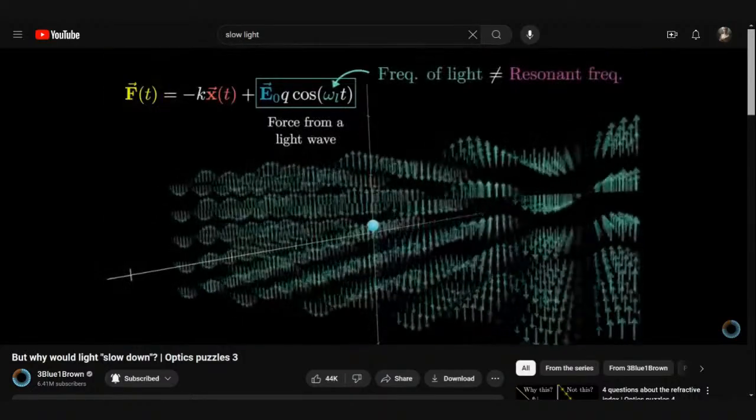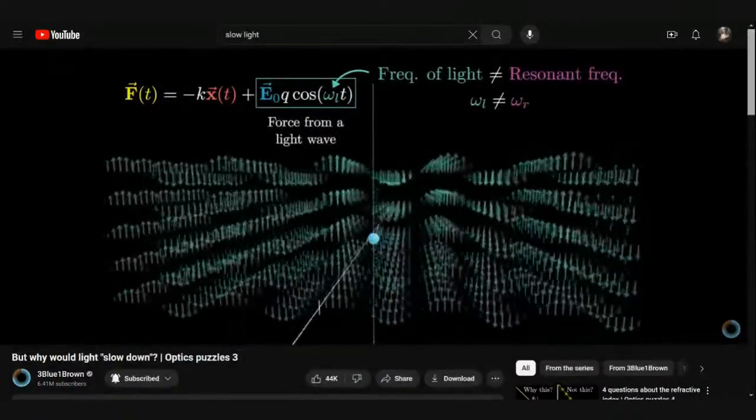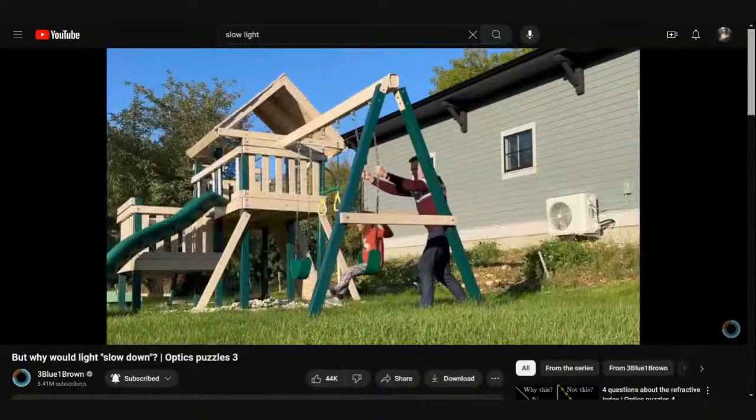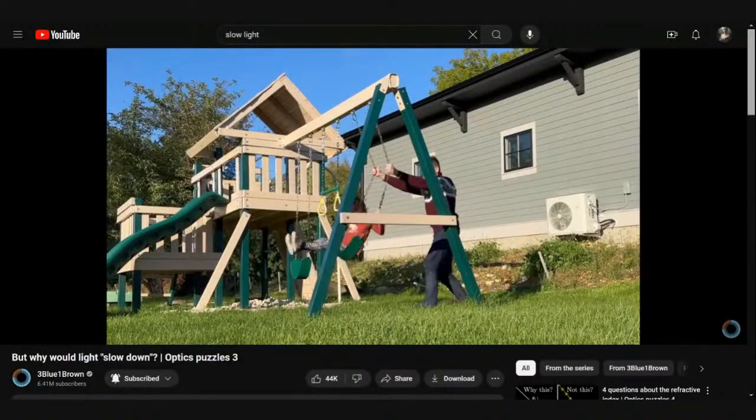Although a key difference here is that the frequency of that external force, in general, has nothing to do with the resonant frequency of that little oscillator. The better analogy would be if you're pushing the child on the swing with a cyclic force that has nothing to do with what the swing naturally wants to do.